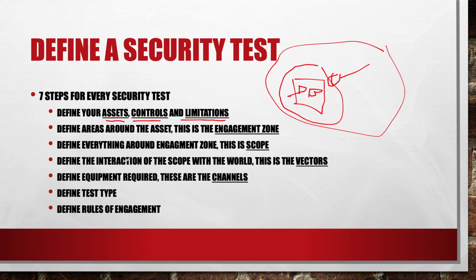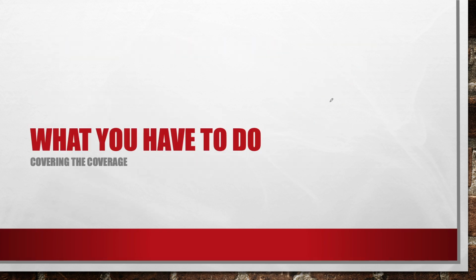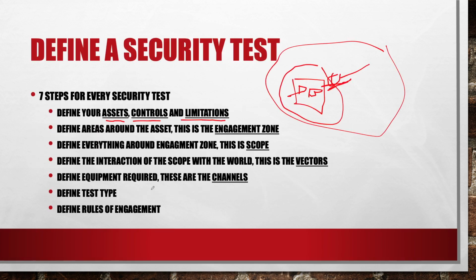And then we have to define the interaction of the scope with the world, being the attack vector. So whatever can happen here, that is what we have to define as our attack vector. And then we have to define the equipment required for that. So if I'm going to need Burp Suite, then I'm going to define that. And that is my channel. So I'm going to define what I need to perform my attack. Equipment being tools, of course.